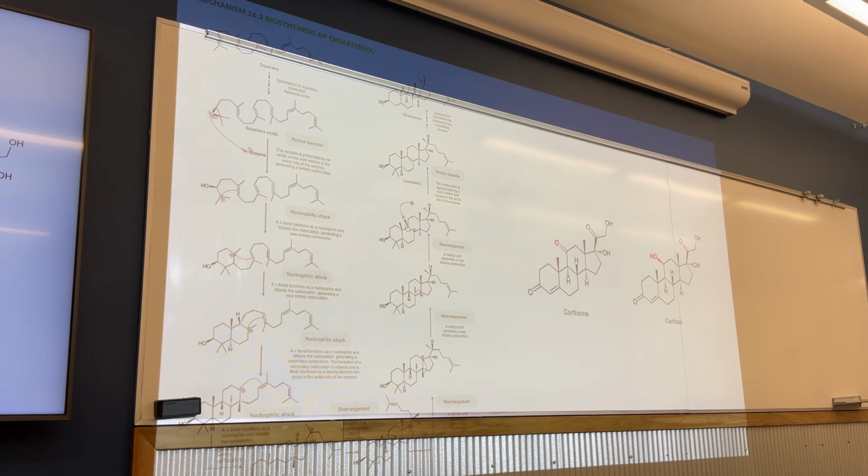Pyruvate looks a lot like the amino acid alanine. Instead of having an amino group on that alpha carbon, it has a hydroxyl group. Okay. So you can take alanine and just remove the amine group and stick on a hydroxyl group, and now you have pyruvate. And then you can turn pyruvate into acetyl-CoA, and then that goes through the citric acid cycle, and then you get ATP. Right?